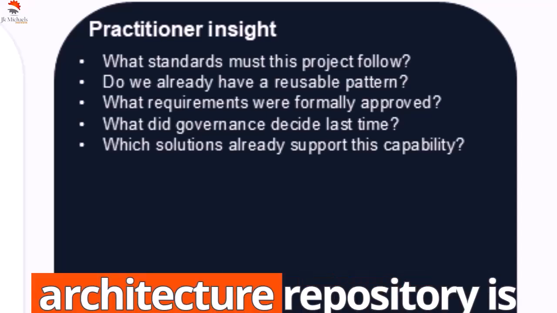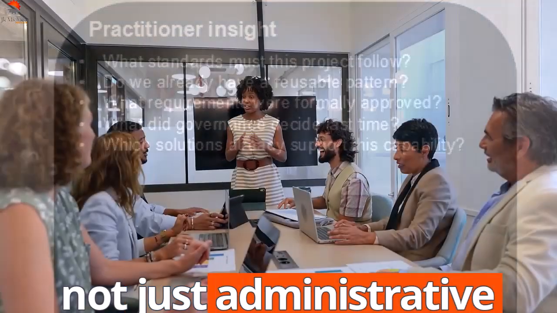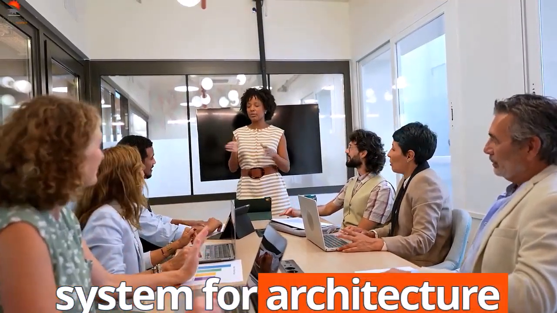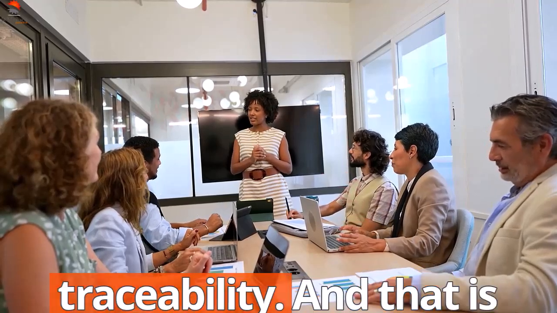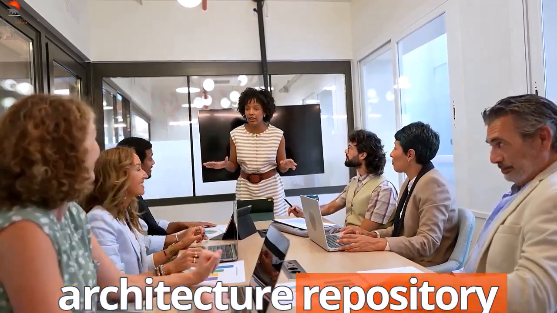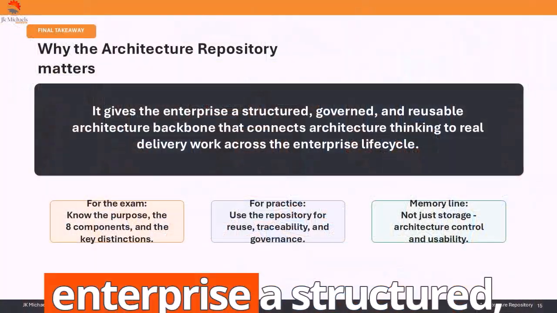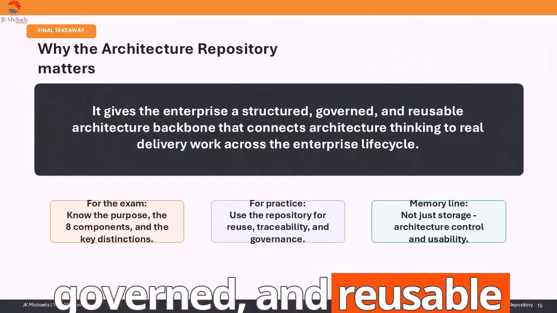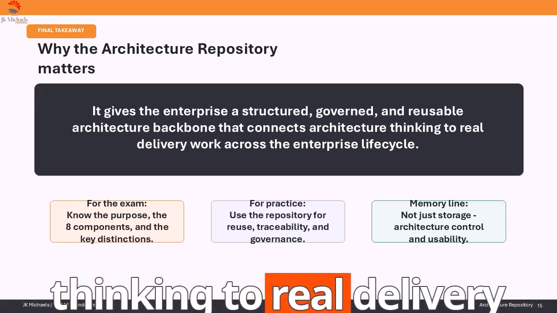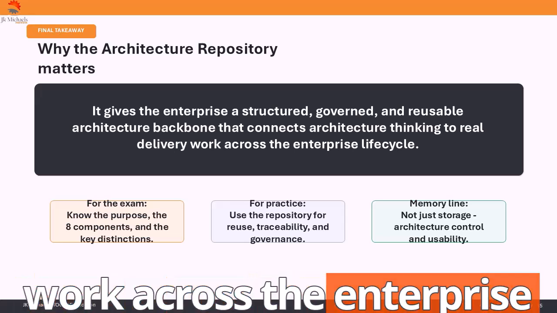That is why the architecture repository is not just administrative storage. In a mature enterprise, it is a working system for architecture control, reuse, and traceability. And that is exactly why the architecture repository matters. It gives the enterprise a structured, governed, and reusable architecture backbone that connects architecture thinking to real delivery work across the enterprise lifecycle.